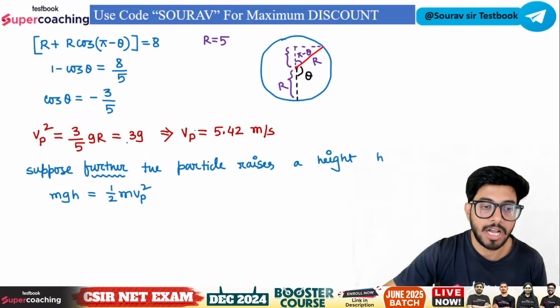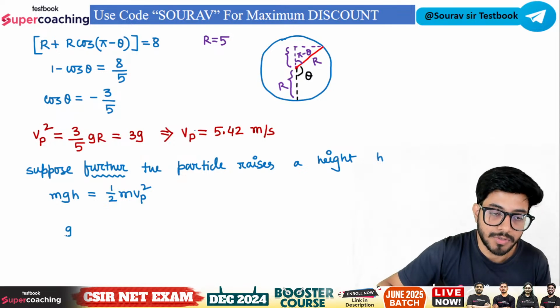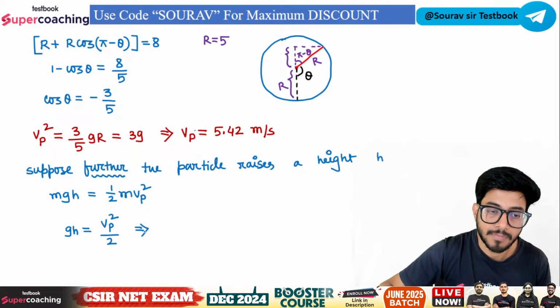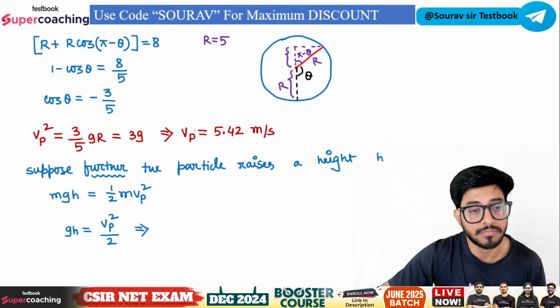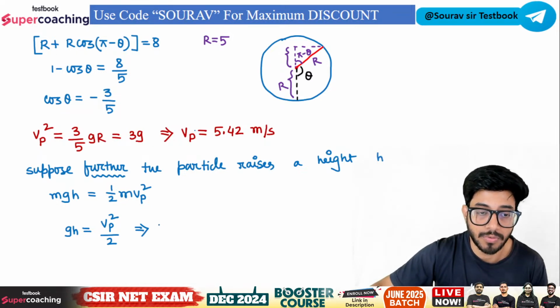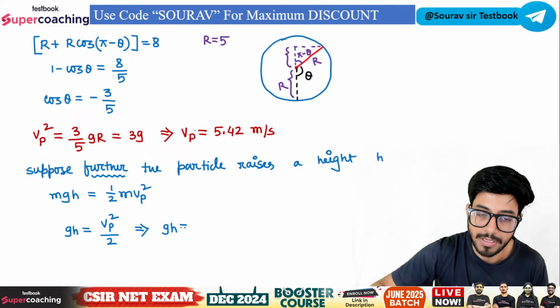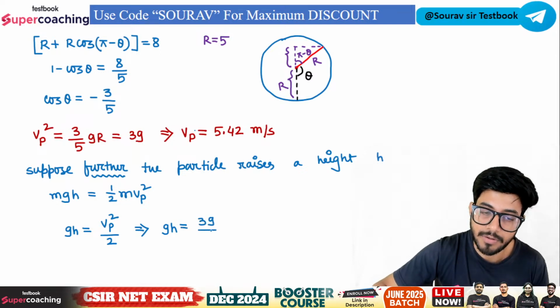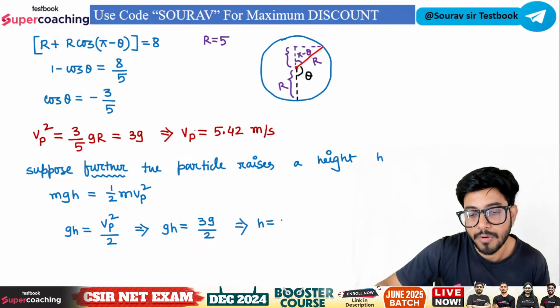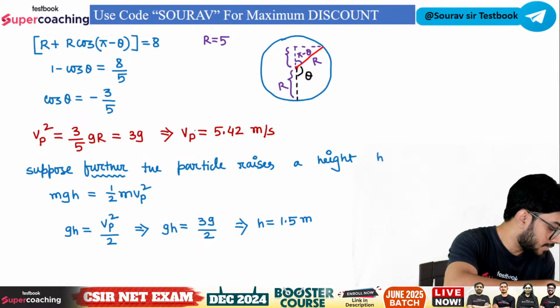Then half mvp square, m cancels out. So gh is equal to vp square by 2. That means vp square is 3g, so gh should be 3g by 2. g cancels out, h should be 1.5 meter. That will be the answer.